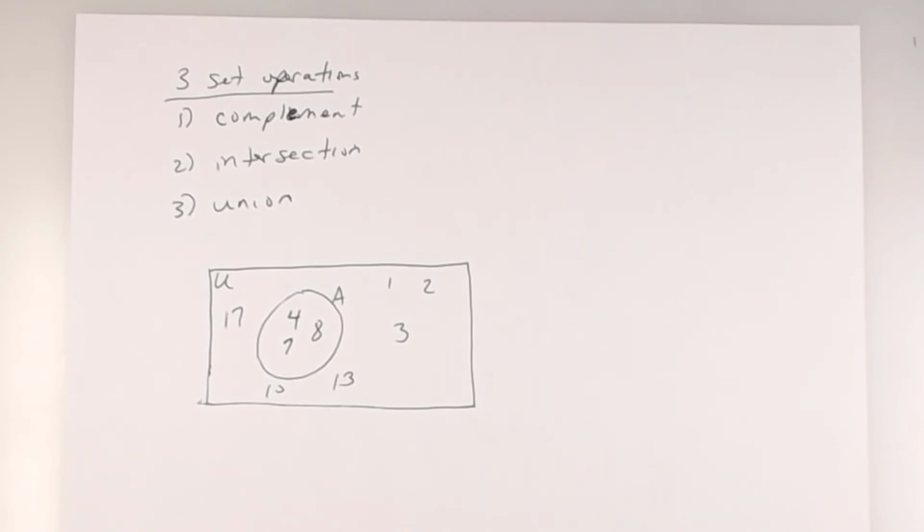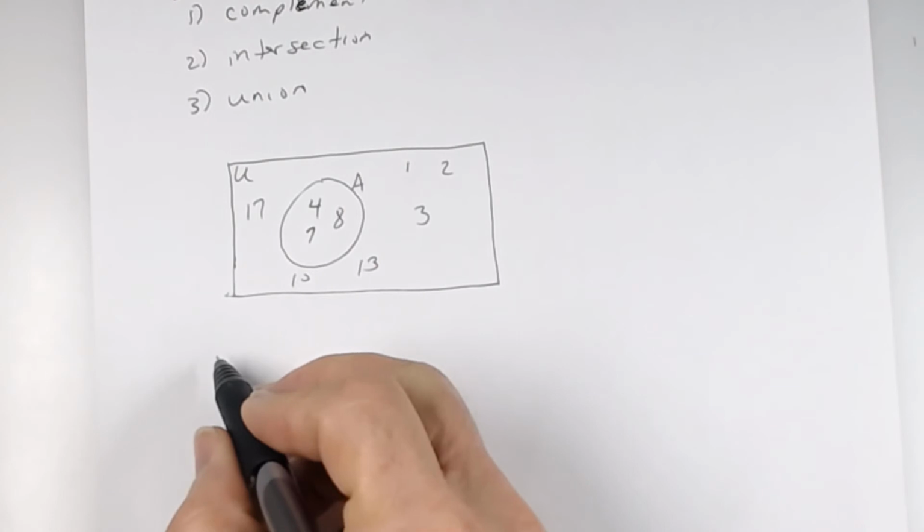All right, now. Yeah, 1, 2, 3, 13, 10, and 17. It's kind of blurry up here. All right, now let me talk about A complement. It's very easy to see. So let's talk about the complement. So this is the definition of a complement of a set.